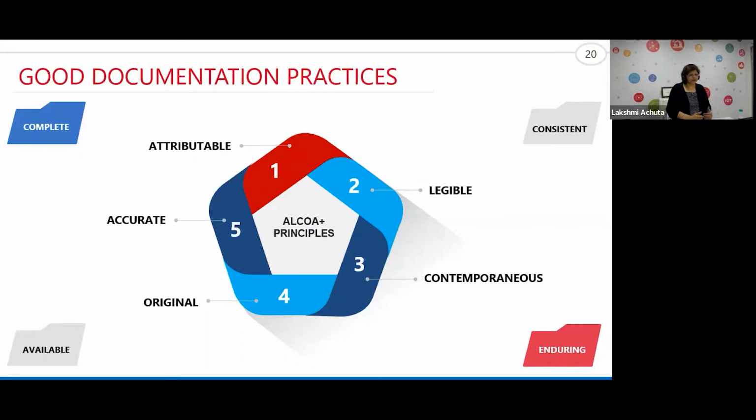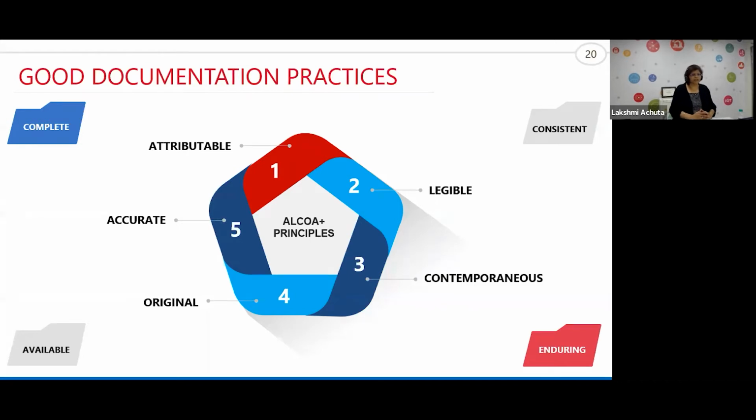What do you mean by attributable? Attributable is very, very critical. You need to attribute the data to a particular activity. So the 5W1H principle stays here. The 5W1H principle indicates that the where, when, what, why, who, and how have to be addressed in the attributes of the data.